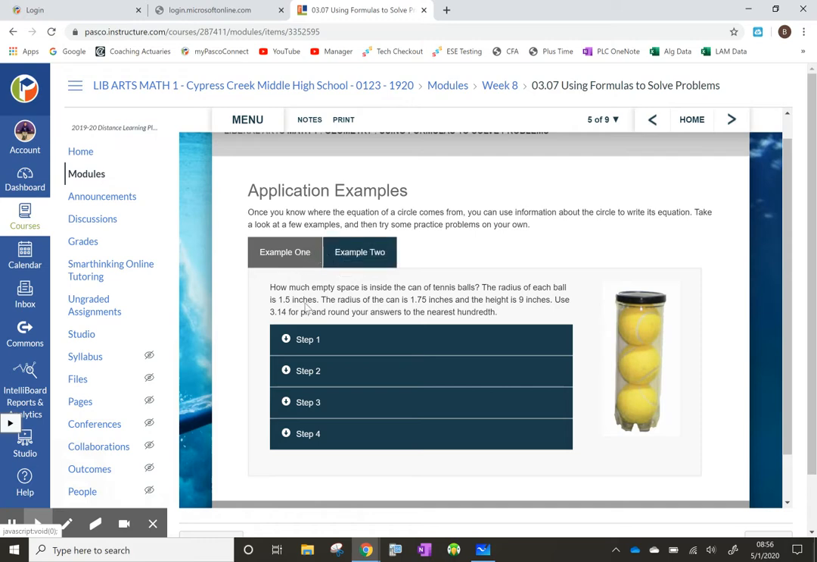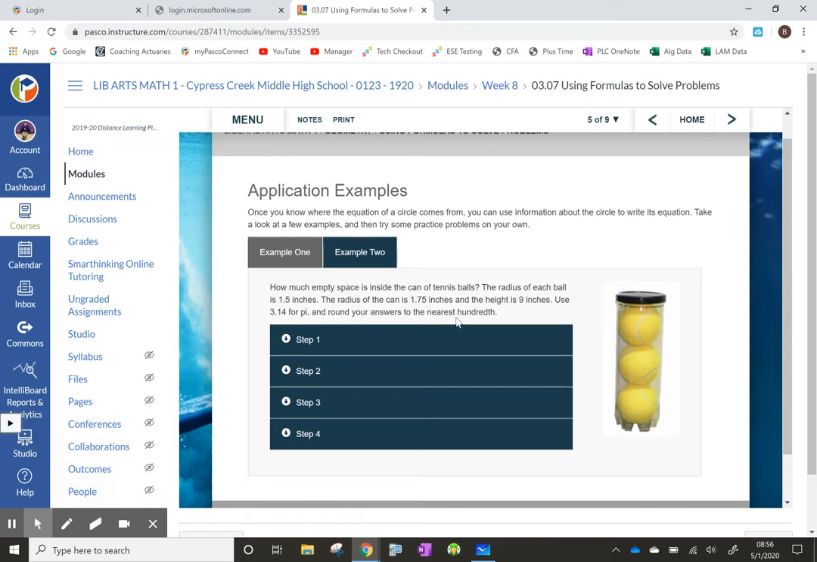Example 1: How much empty space is inside the can of tennis balls? The radius of each ball is 1.5 inches, and the radius of the can is 1.75 inches, and the height is 9 inches. Use 3.14 for pi. Round your answers to the nearest hundredth.